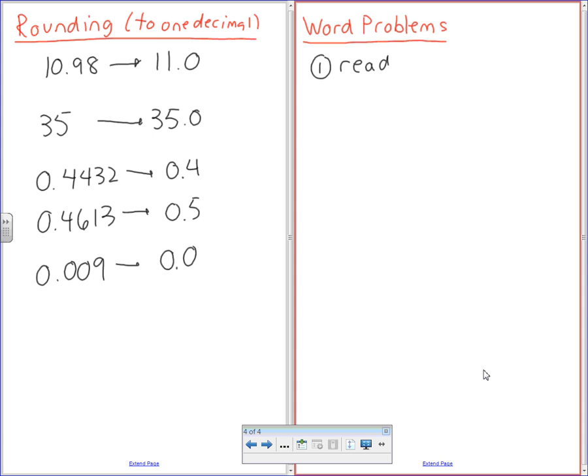What's happened there before my story starts? The first thing to do is read the question twice. Once I read the question twice, what should I do? Read the last sentence, because that will actually be what you're looking for.